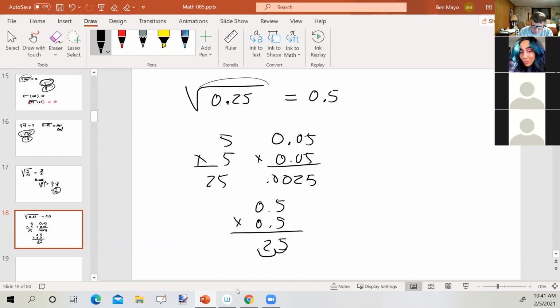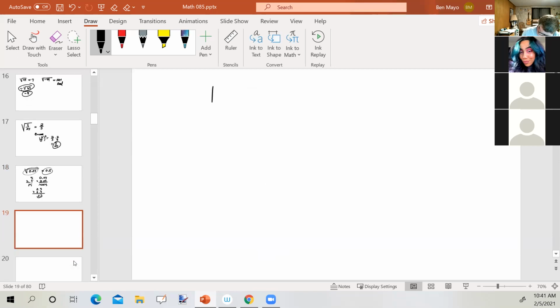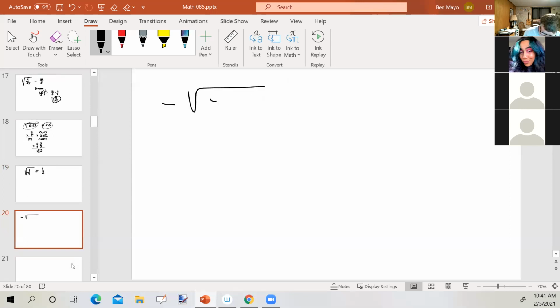Notice we're taking a square root of a number smaller than 1, and our answer is actually bigger than our original problem. Okay, well, let's look at this in terms of fractions. The square root of 1/4 is 1/2. Isn't 1/2 bigger than 1/4? So taking the square root of a number between 0 and 1, we get an answer that's larger than the original radicand. Okay.